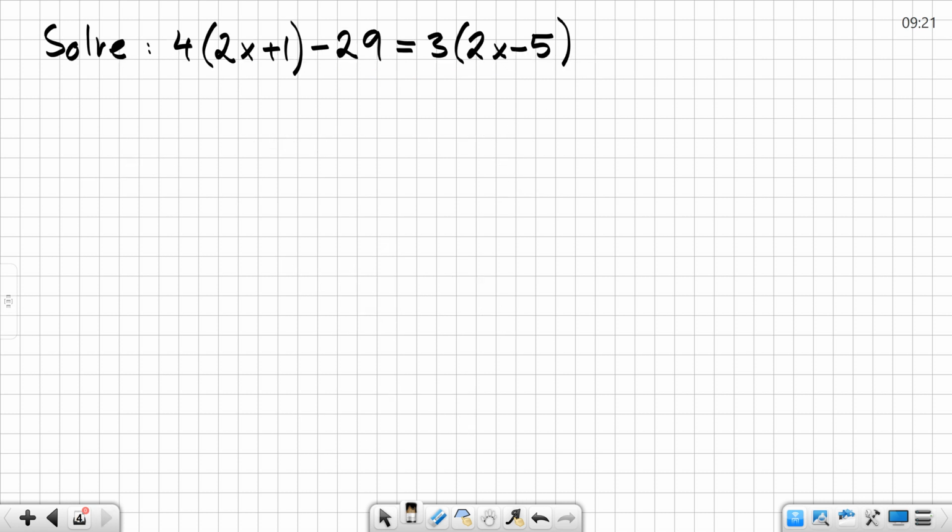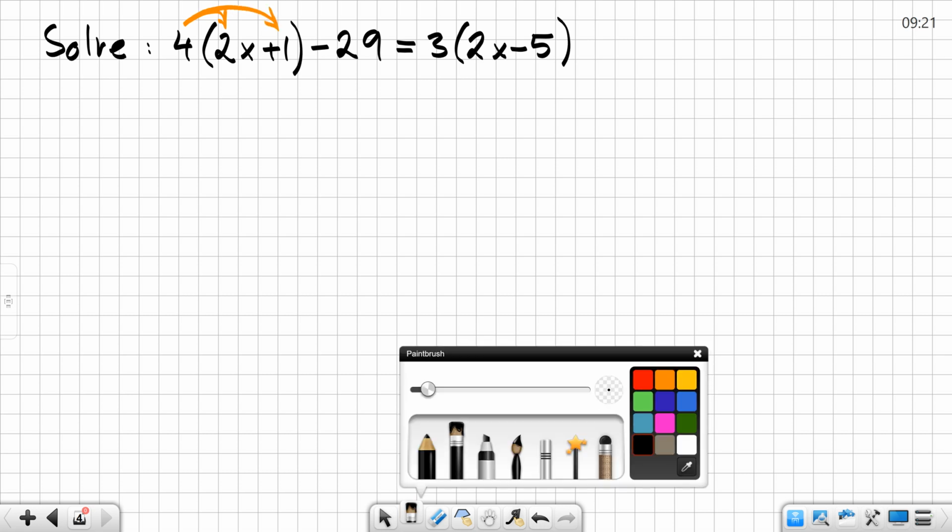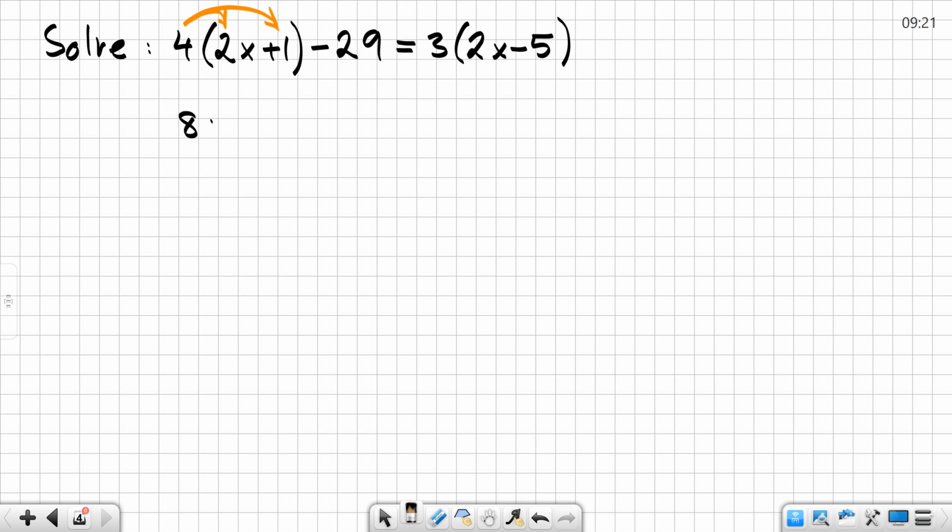We want to solve 4 times 2x plus 1 minus 29, which is supposed to be equal to 3 times 2x minus 5. Now, both sides are not simplified. I see parentheses. So the first thing that I'm going to be doing on the left side, 4 times 2x, 4 times positive 1. 4 times 2x, that will give us 8x. 4 times 1 is a positive 4. Minus 29. The negative 29 is not being multiplied by 4. It is not inside the parentheses.